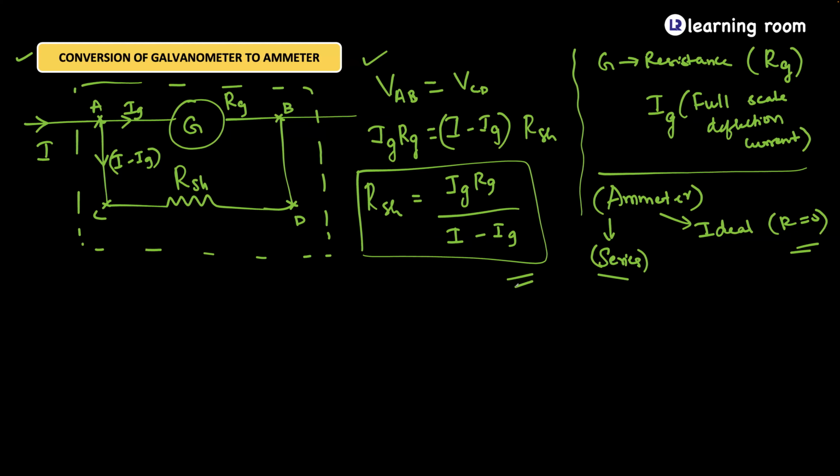Did you understand? Just to summarize, you take a galvanometer and connect a shunt resistance in parallel to it. This whole circuit is what is called an ammeter. And to find the value of the shunt resistance, use the concept that the potential drop across two parallel connections will be the same. It's a two-step derivation, and this result is to be remembered. Have it in your mind.